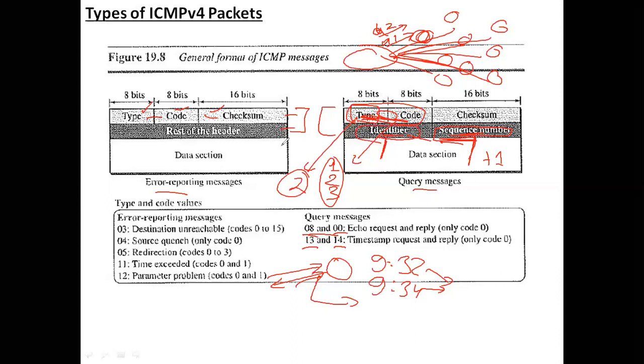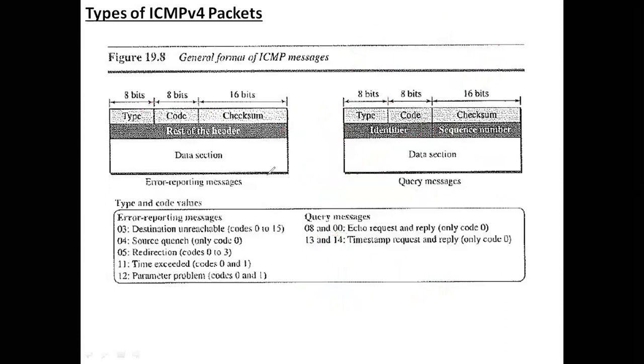Whereas in case of error reporting, and if you actually see this, in case of query messages, I have sent something and I get something back. That is why I have a sequence number. This is A and this is A+1. The reason for that is very simple. I need to know what exactly the response is and whom it is coming from. So the query messages are always sent in pairs. That is something that differs them from an error message, because error messages are only sent from the router or the destination when something goes wrong.